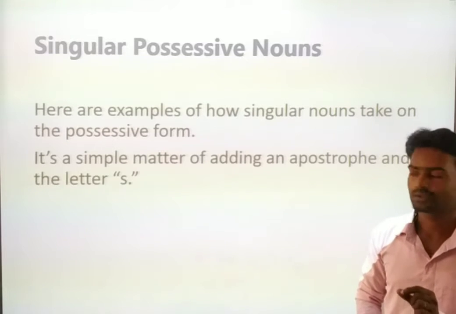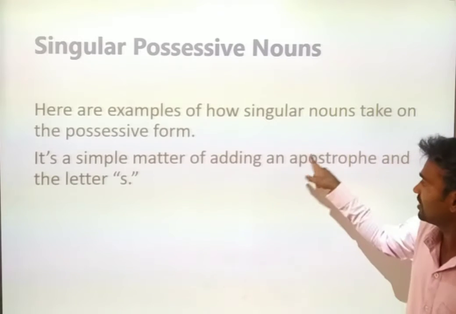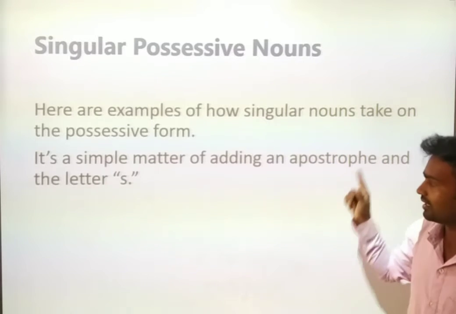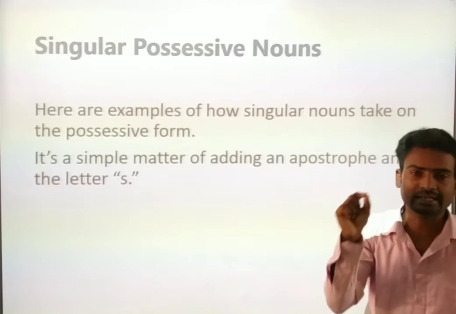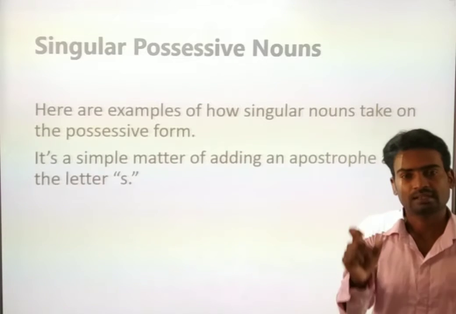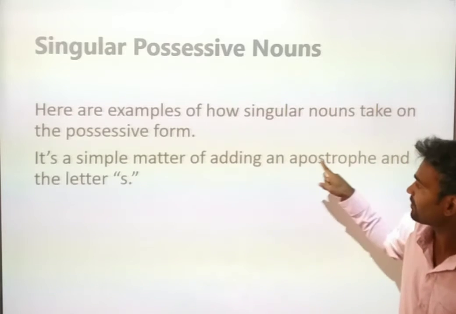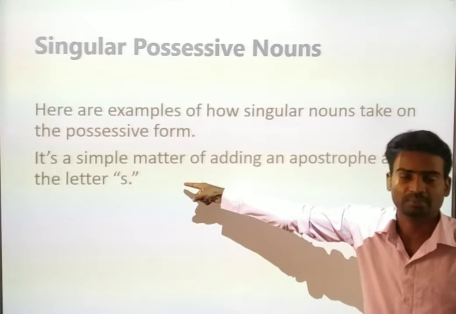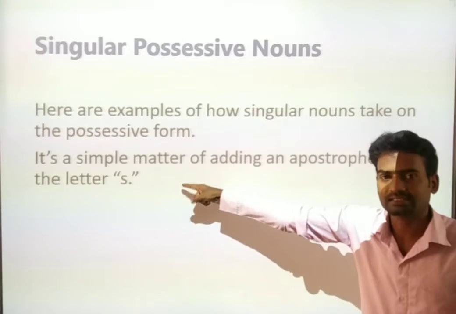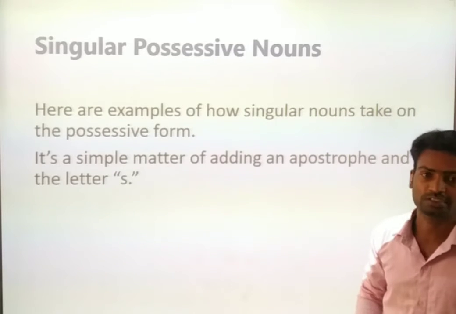What do we have to do? We have to add an apostrophe first, and then the letter S. When we add an apostrophe and S, ultimately it becomes a possessive form. So what we have to do is add an apostrophe, and after that add the letter S. If we do that, it will become the singular possessive form.